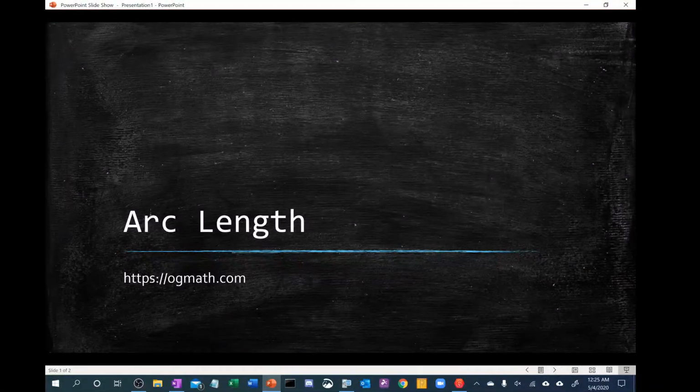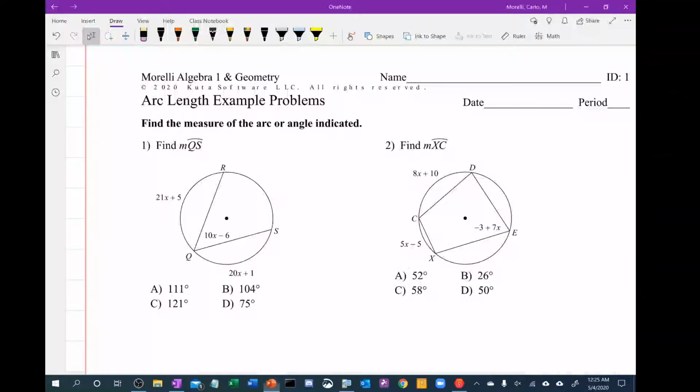All right, ladies and gentlemen, welcome to this presentation about arc length. This is going to be a fun presentation, but this is one that you're going to have to pay very close attention to so you understand the central concept regarding what an arc is and how that relates to angles and the measures of angles inside a circle. And so pay very close attention as we dive right into this.